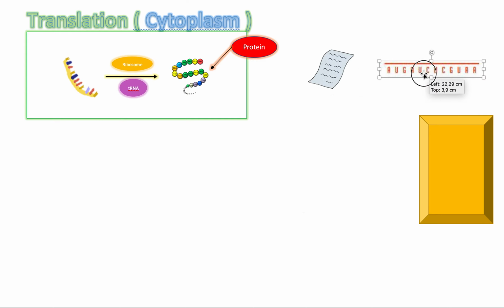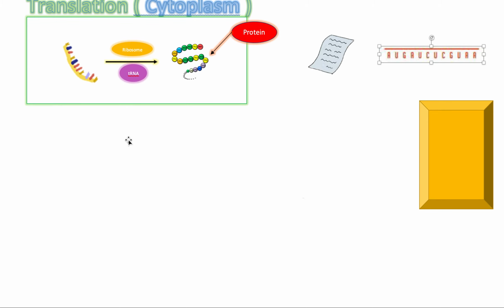This is how it's going to look in the cell. It's going to be a small section of this DNA that is coded by letters, right? Now he needs two other things, like I said: the ribosome and tRNA.